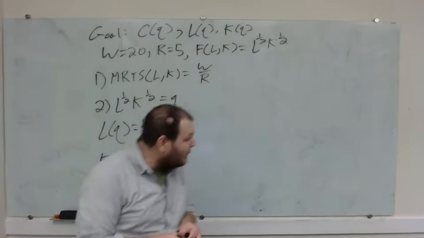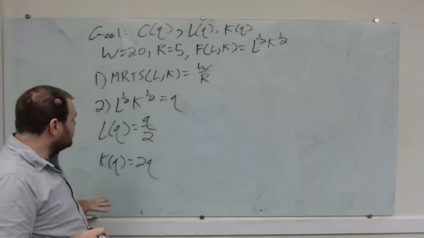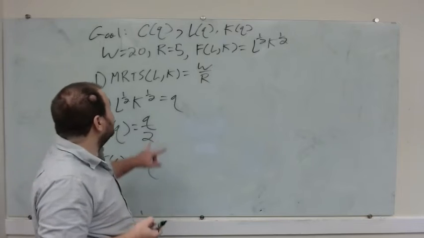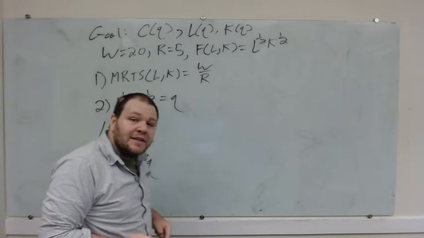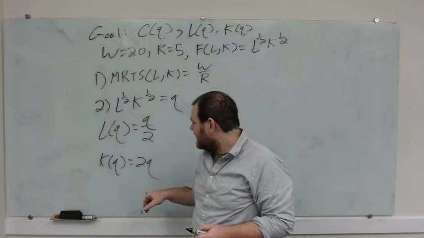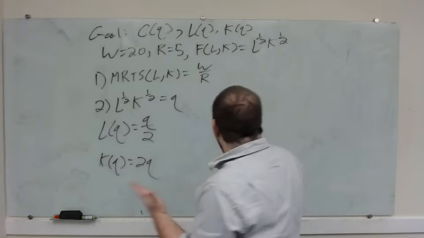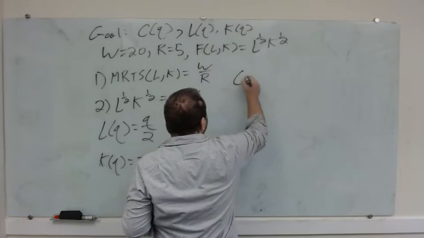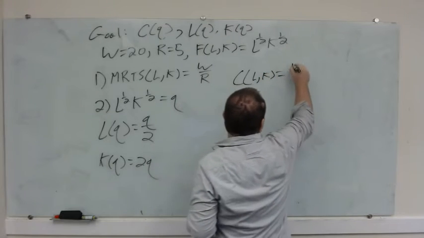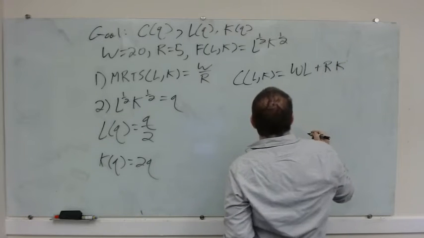So now we know how to produce Q units of output as cheaply as possible. We'll use Q over 2 units of labor and 2Q units of capital. So the only question is, how much does that cost? How much does it cost to hire Q over 2 units of labor and 2Q units of capital? Well, remember what any amount of labor and capital costs is just C of L and K is going to be WL plus RK.